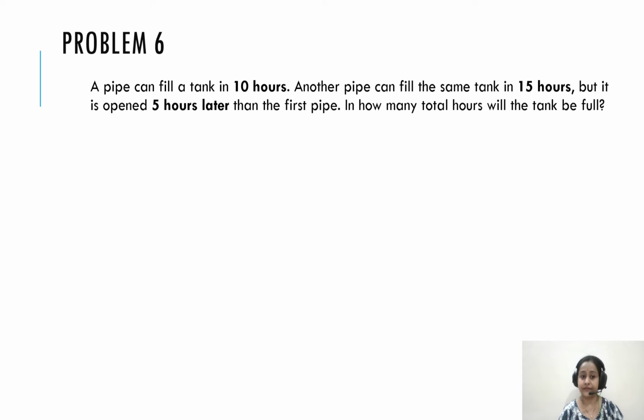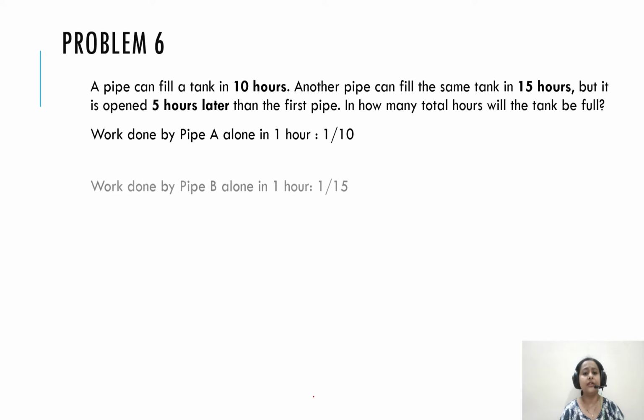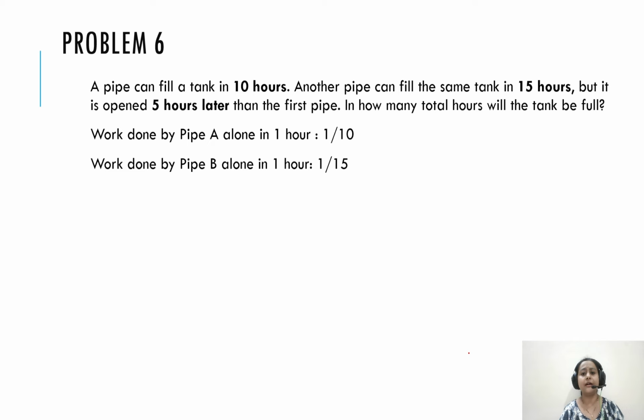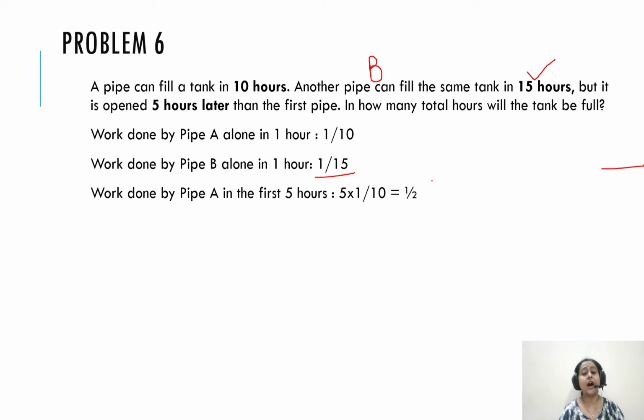So obviously we have to find out the individual efficiency rate of these two pipes. The first pipe we can call pipe A. Work done by pipe A alone in 1 hour is 1 by 10. Another pipe, which opens later, is pipe B. Pipe B can alone fill the tank in 15 hours, so 1 by 15 per hour, as given here. So we are calculating the individual efficiency rates. Then, together, how much water can they fill in 1 hour?